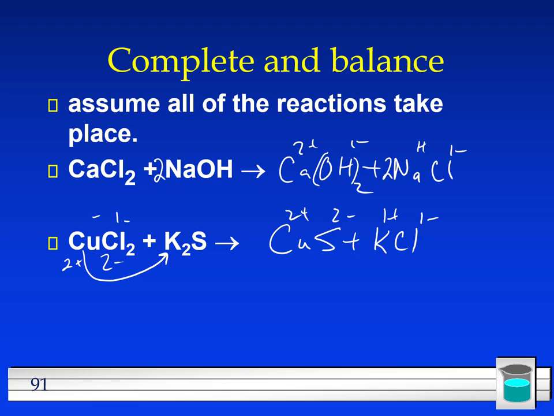Now I just have to balance it. 1 Cu, 1 Cu, 2 Cl, so I put a 2 in front of KCl, gives me 2 Ks. I wanted that anyway. Gives me 1 S and 1 S and 1 Cu. That's it. They should balance pretty quickly along the way. If they don't balance quickly, you probably got a charge wrong someplace.